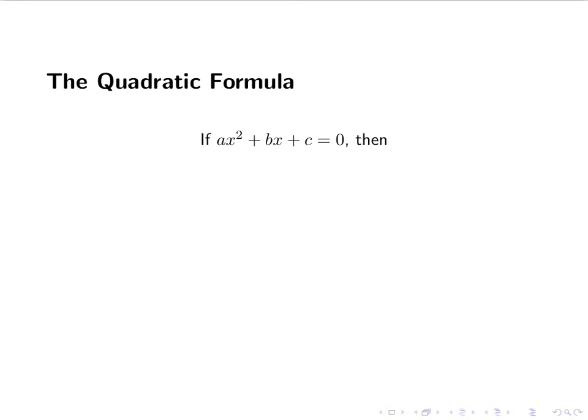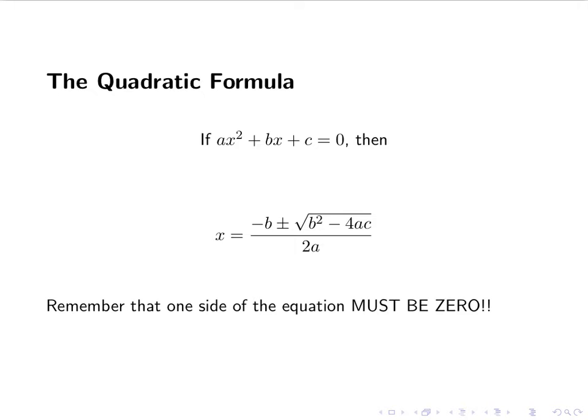If ax squared plus bx plus c equals 0, then x equals negative b plus or minus the square root of b squared minus 4ac, all over 2a. There are a couple of things to keep in mind. The first one is that one side of the equation must be 0. We have to make sure that we put everything on one side of the equal sign.